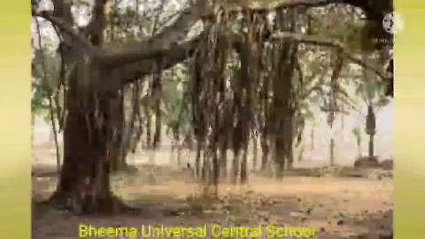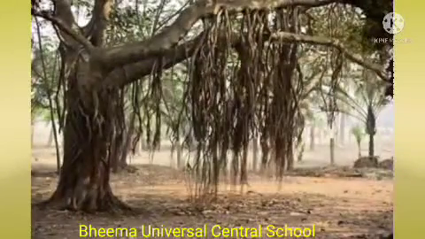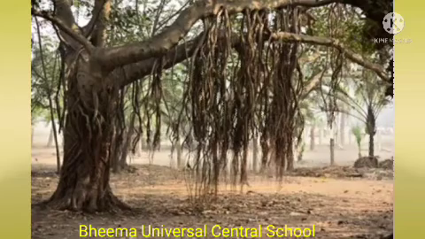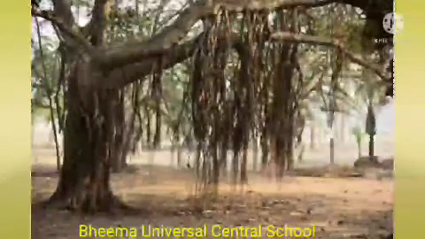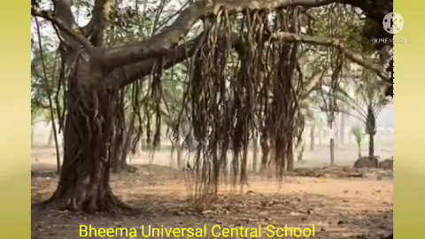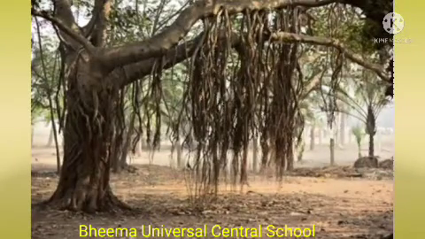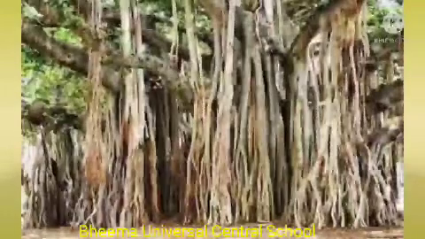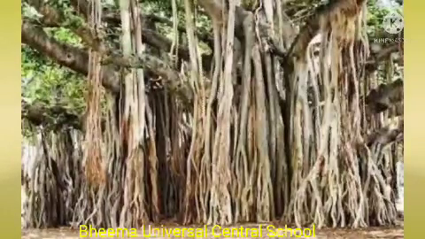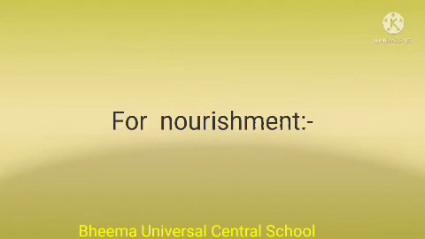Next is prop roots. Roots of a few plants develop extra roots as branches. These grow downwards and give extra support to the stem and act as a pillar. These are called prop roots. Example, banyan tree.